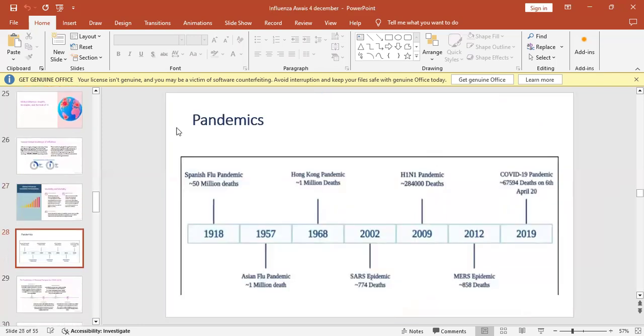Now, coming towards the pandemics related to influenza infection. The first pandemic that was reported is in 1918 and it led to 50 million deaths globally. The second pandemic arose in 1957, the Asian flu pandemic, that led to 1 million deaths. The third pandemic is the Hong Kong pandemic, which arose in 1968 and led to 1 million deaths. The fourth pandemic arose in 2002, the SARS epidemic, that led to approximately 774 deaths. Then in 2009, the H1N1 pandemic led to 284,000 deaths. The next, in 2012, caused 858 deaths, the MERS epidemic. And in 2019, the COVID-19 pandemic arose that led to millions of deaths worldwide.